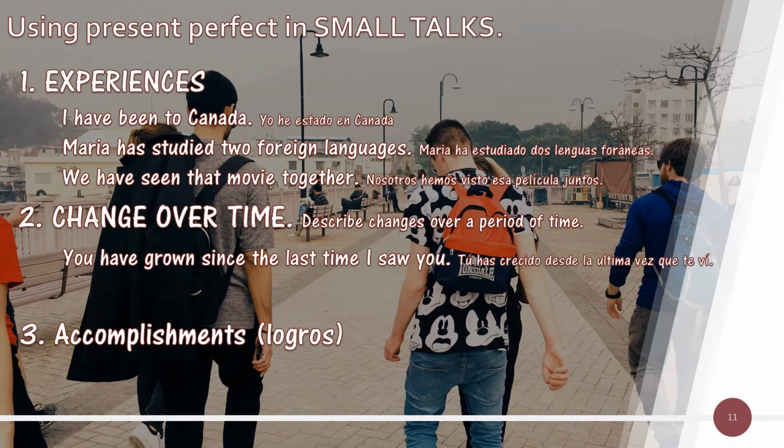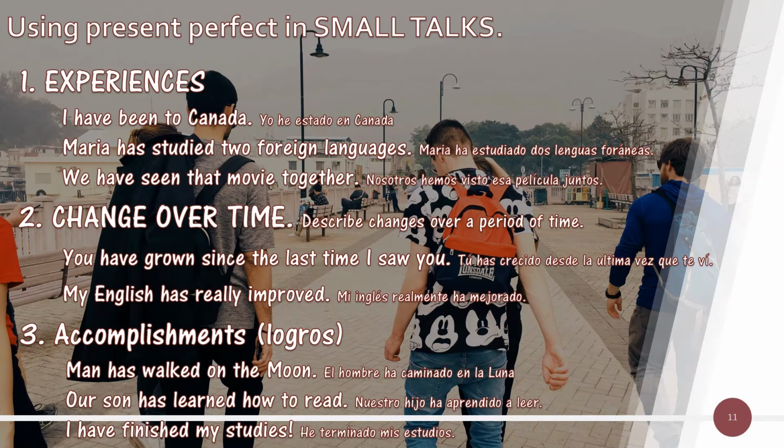Now change over time. We have example number 1, you have grown since the last time I saw you. Number 2, my English has really improved. In the case of accomplishments, we have number 1, man has walked on the moon. Number 2, our son has learned how to read. And number 3, I have finished my studies.